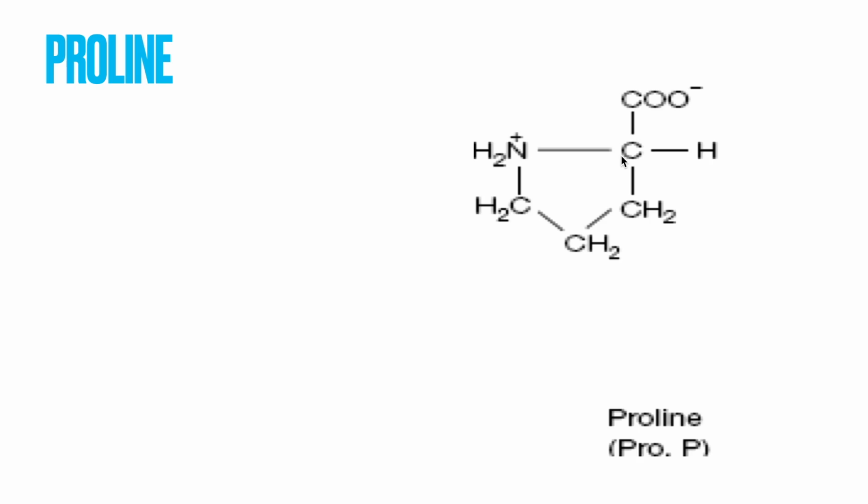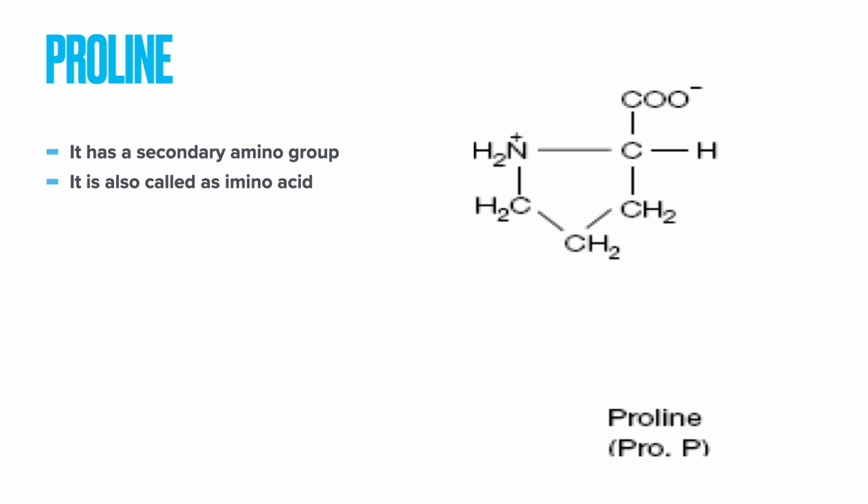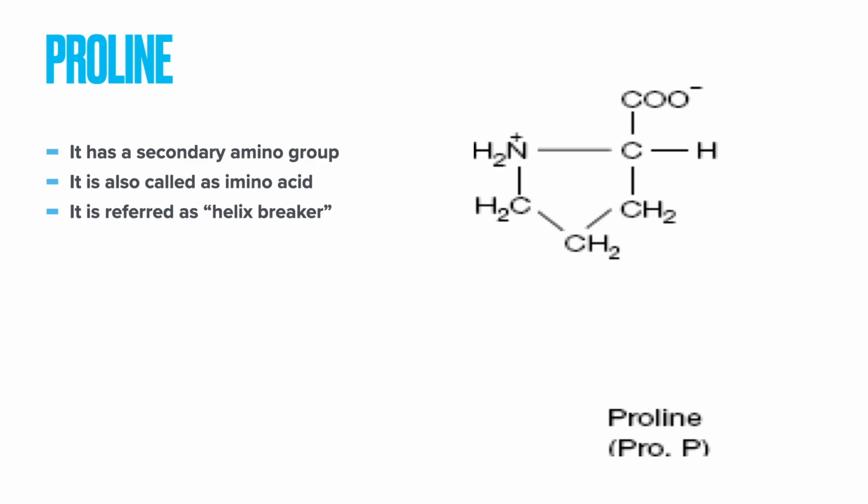This is the only amino acid out of the 20 standard amino acids which has a secondary amino group, and because of this speciality, it is also referred to as an imino acid. Because of the 5-membered rigid ring, whenever it is part of a polypeptide chain, it leads to bends or kinks in the chain. That is why proline is referred to as a helix breaker, because it doesn't allow the alpha helix to continue, as it creates bends, loops and turns in the polypeptide chain. So this is a speciality about proline.